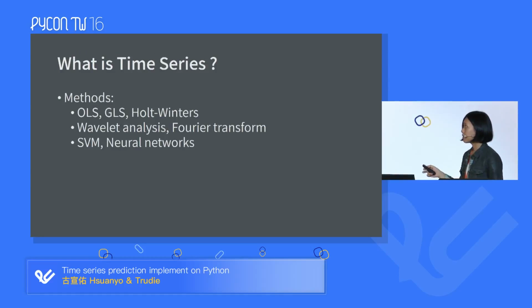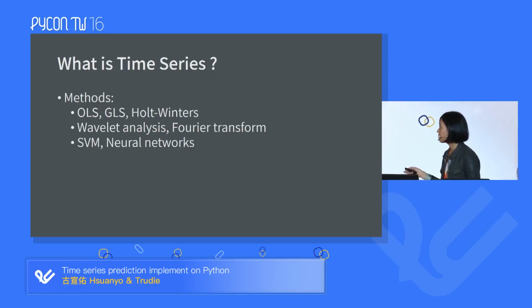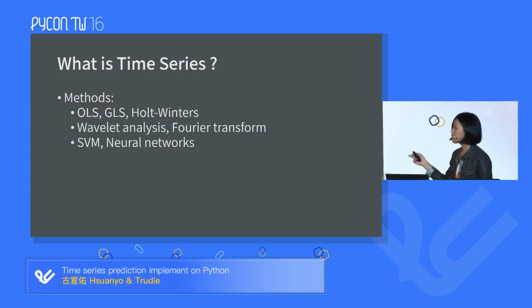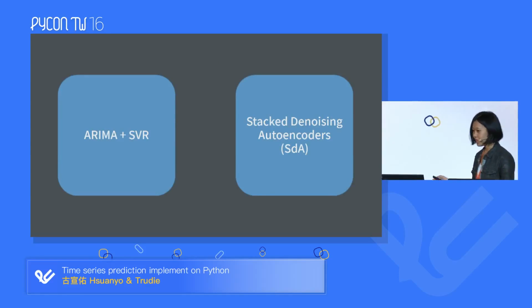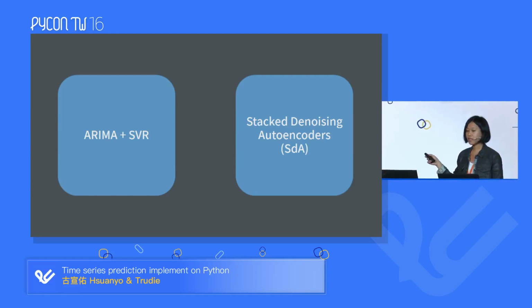There are a lot of methods to implement time series: OLS, GLS, Holt-Winters, wavelet analysis, Fourier transform, SVR, neural network, a lot of methods. Today we chose these models to introduce you, including hybrid ARIMA+SVR and SDA. The SDA part, Yo will talk about later. The following part, I will talk about ARIMA+SVR.